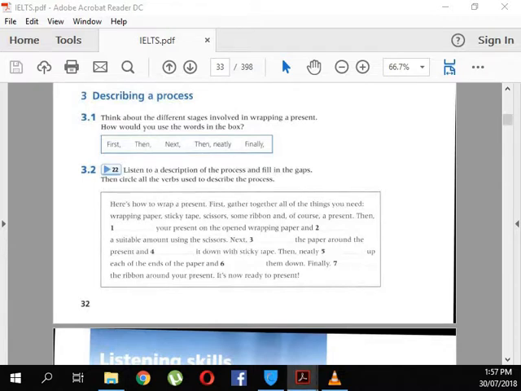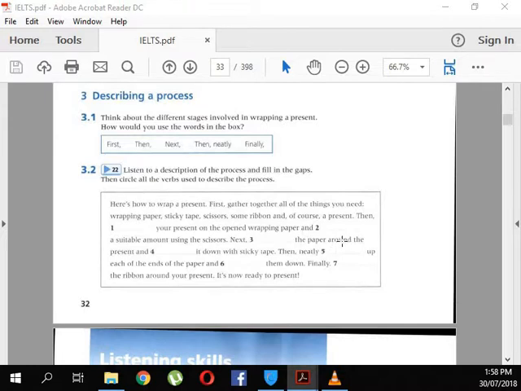Here's how to wrap a present. First, gather together all of the things you need: wrapping paper, sticky tape, scissors, some ribbon, and, of course, a present. Then, place your present on the opened wrapping paper and cut a suitable amount using the scissors. Next, wrap the paper around the present and stick it down with sticky tape. Then, neatly fold up each of the ends of the paper and stick them down. Finally, tie the ribbon around your present. It's now ready to present.